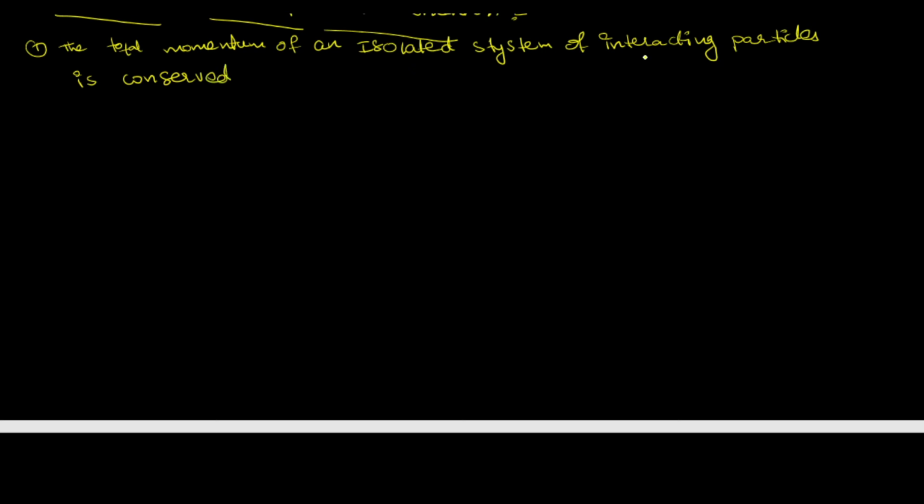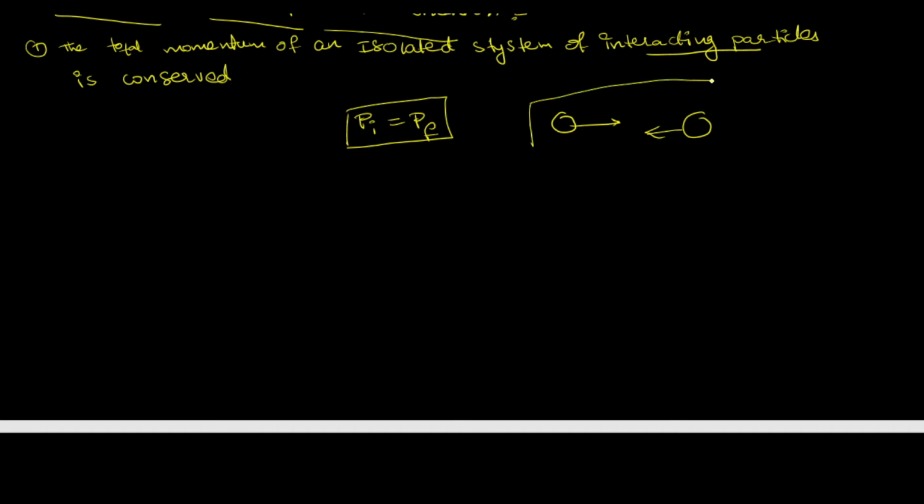An isolated system is a closed system. Interacting particles means two particles, for example. After colliding, the initial momentum and the final momentum are the same. For an isolated system, whenever two bodies collide with each other, the initial momentum will be equal to the final momentum. That means the momentum does not change for an isolated system, as these two particles are not in contact with any other particle. There is no external force acting on these two particles.